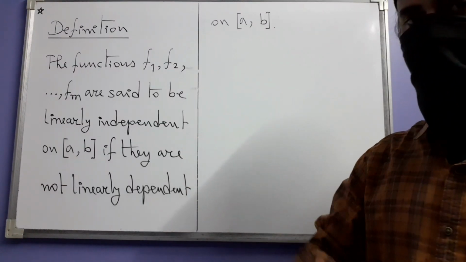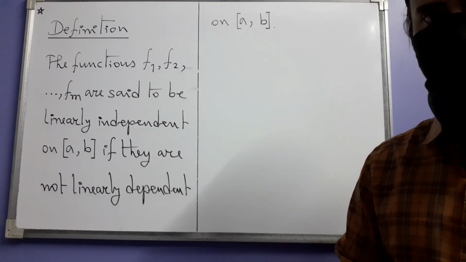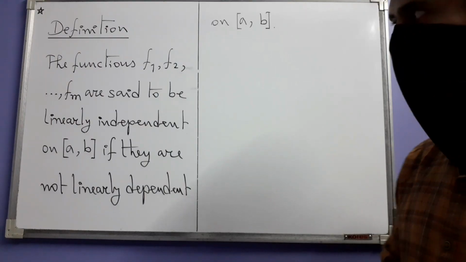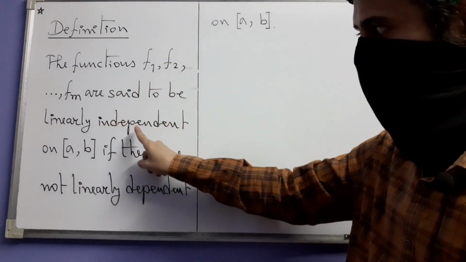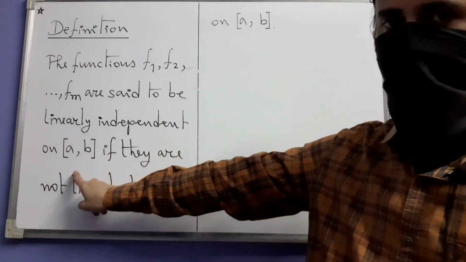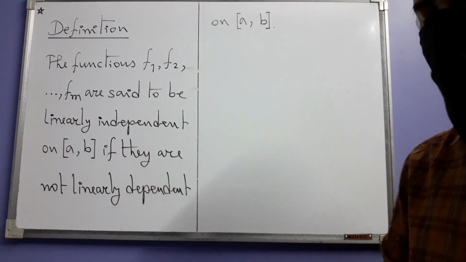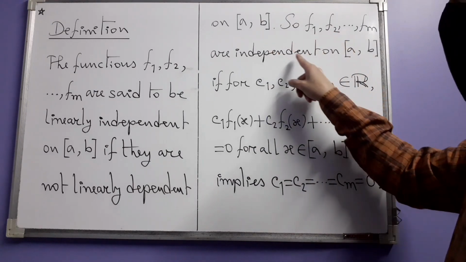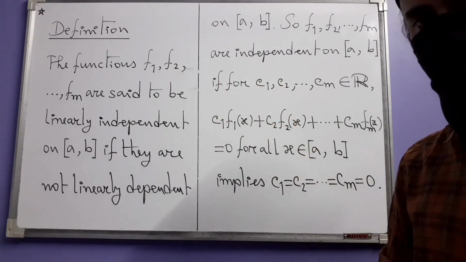Next, we have the definition of linear independence, which naturally comes with dependence. It is actually just the absence of dependence. So again, finitely many functions are said to be linearly, this time, independent on a closed interval if they are not linearly dependent on that interval, which just means that these functions are independent on this interval if the following condition is true.